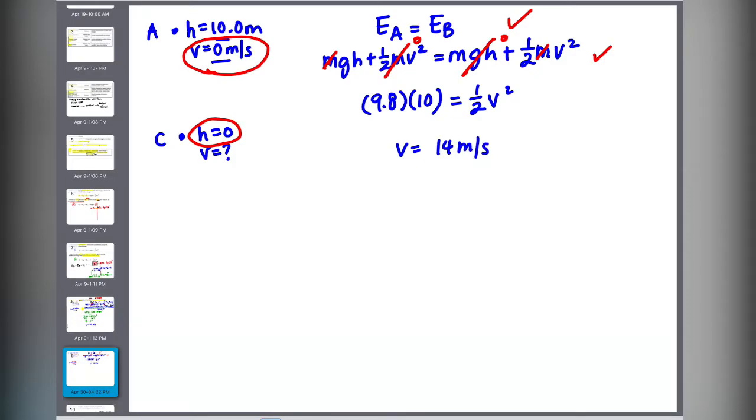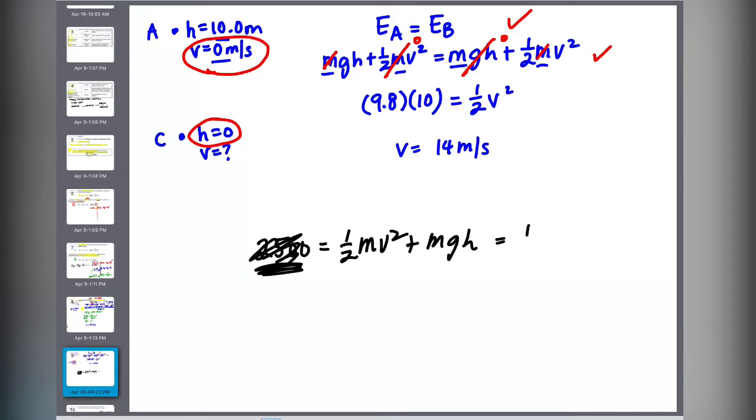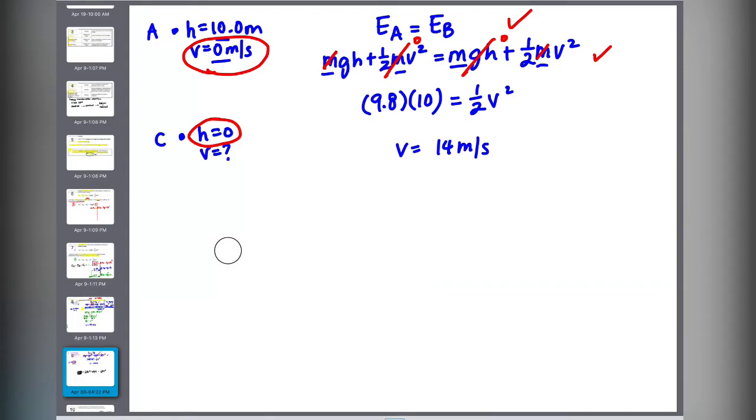So keep in mind, canceling is when it's in every single term. So m was in every single term, I can cancel them. If I tell you 2500 equals 1/2 mv squared plus mgh, you're not allowed to cancel it because I don't have an m with the 2500, right? Only if there's m and m and m in every single term, I can cancel that. But if it's a number, if it's not in every single term, I cannot cancel it. So just be careful with that.